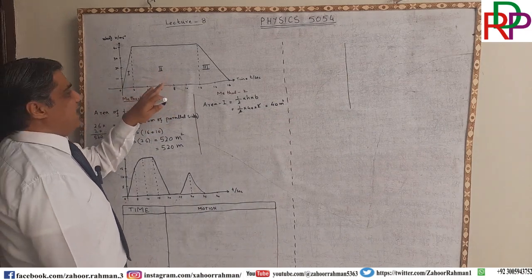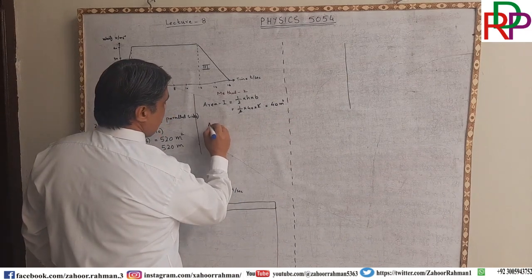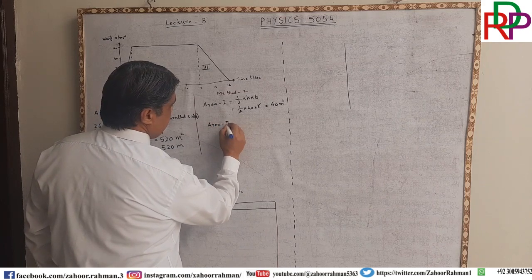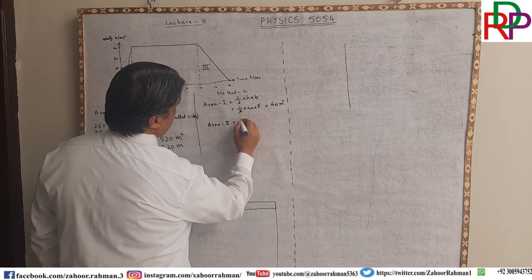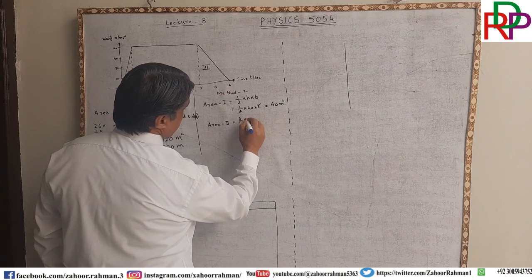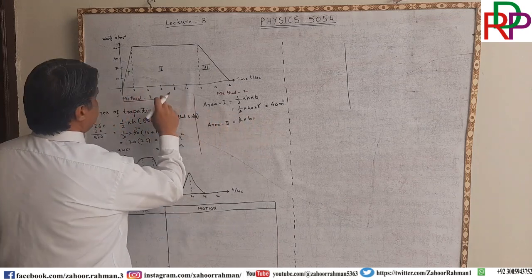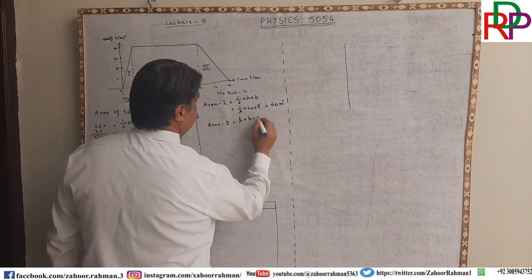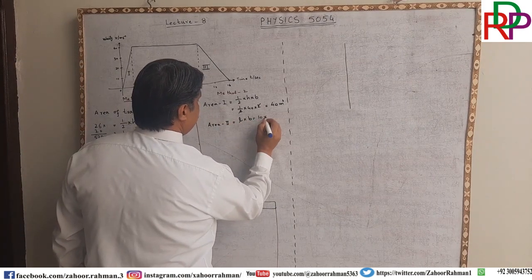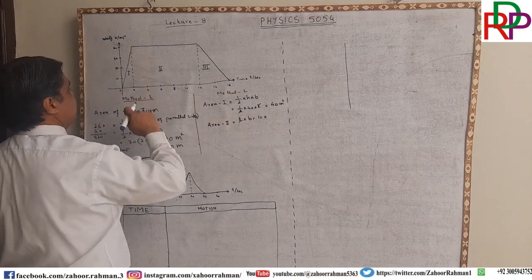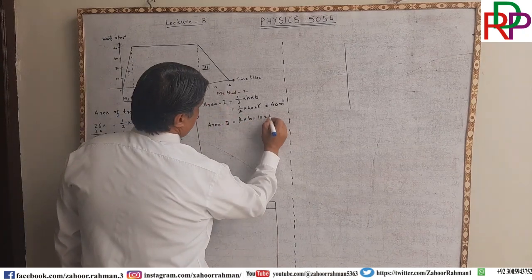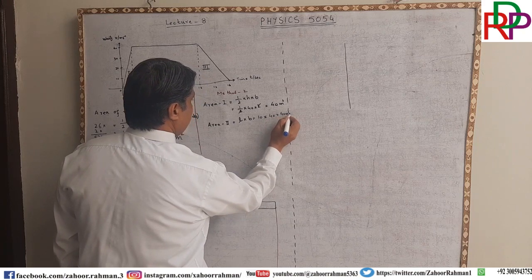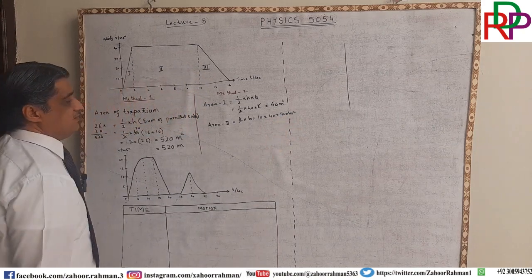Now the area of part number 2 is equal to length into breadth. The length of this is 12 minus 2, so 10, and the breadth is 40. So it is equal to 400 meters square.